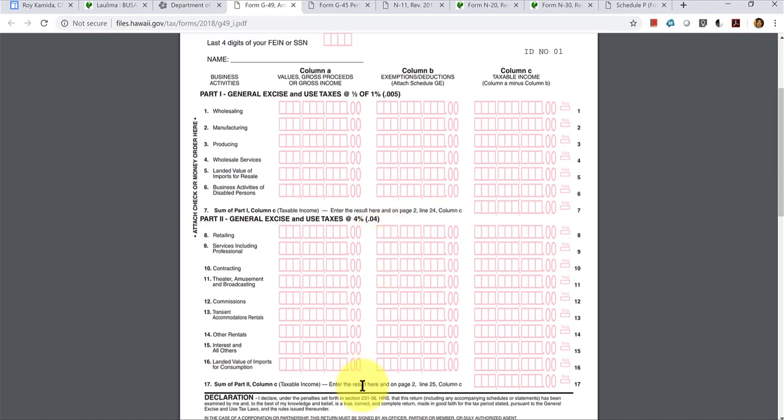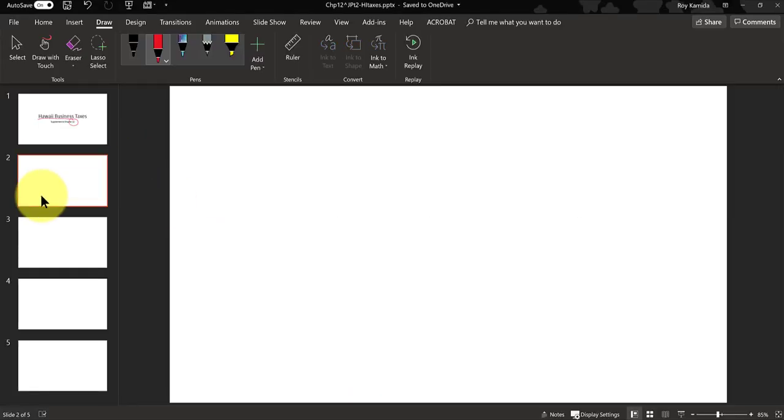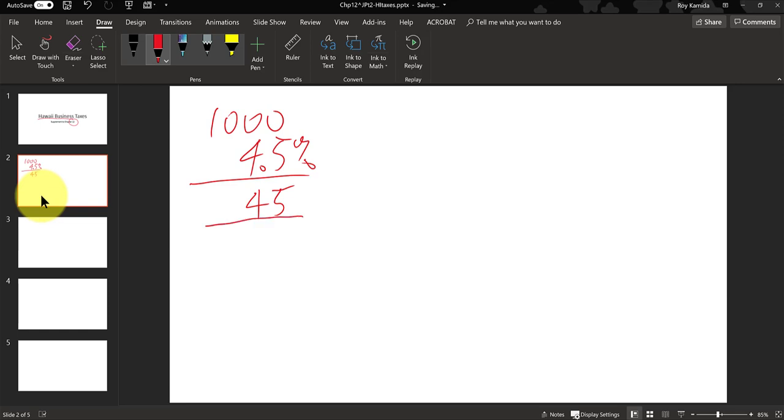So let me go through an example here of how they calculate the tax on the tax. Let's say that we have a $1,000 sale, and you're going to charge your customer, pass on the tax to your customer, for that 4% and the surtax of 0.5%. So the tax you're going to charge comes out to $45. So the total you collect is the original $1,000 sales price plus the tax of $45, or $1,045.